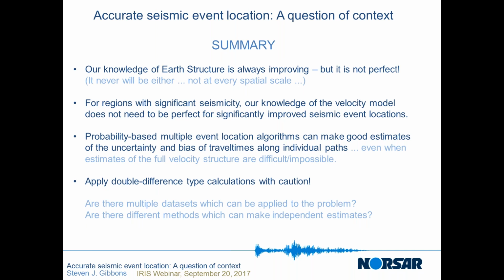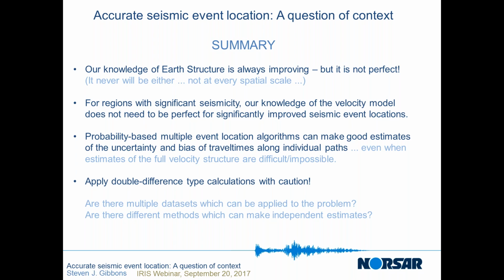Our knowledge of Earth structure is getting better all the time, but it's not going to be perfect. There's not seismic data every place we want. There are not events everywhere we want. I think we can significantly improve seismic event location estimates without necessarily needing to improve the velocity greatly if we're able to account for and mitigate the biases.